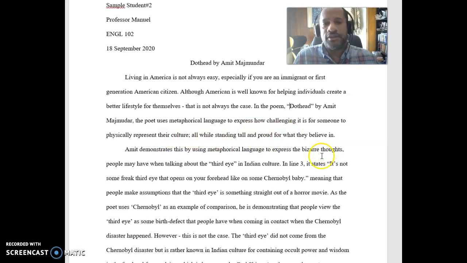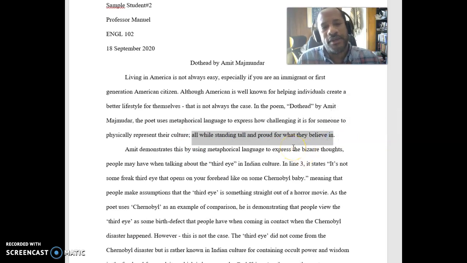And there's a pretty good thesis, because sometimes the thesis that I was getting was saying something like, it's difficult for recent immigrants to America, right? People often face prejudice. And those things are true. This goes a little bit farther, though, right? It's difficult to physically represent. It's a little vague there, but physically represent by potentially having the bindi there. But the second part is really nice, all while standing proud for what they believe in, right?